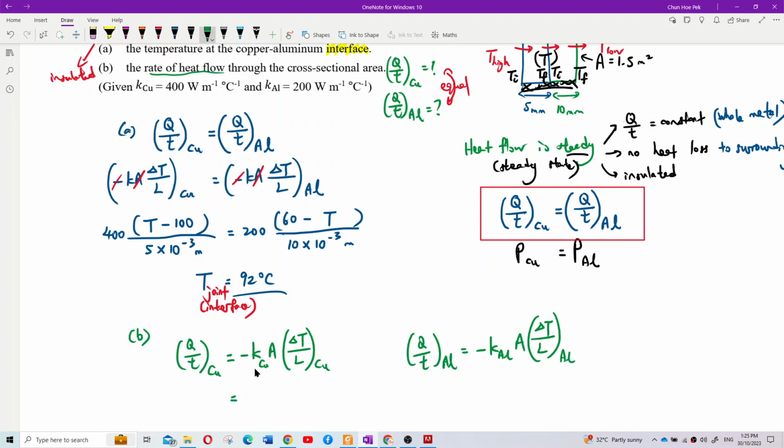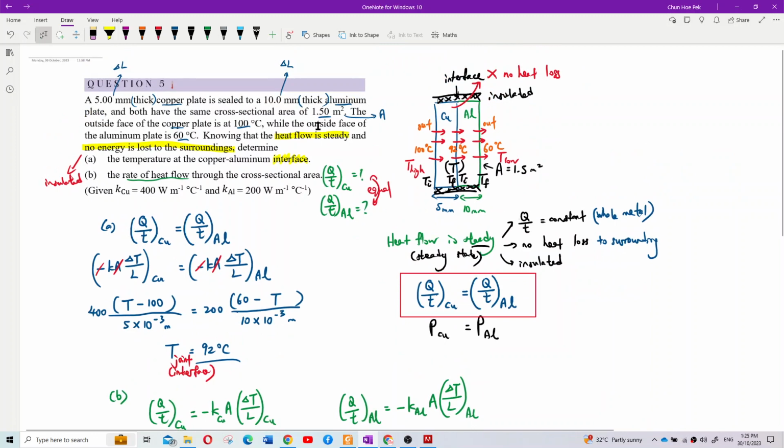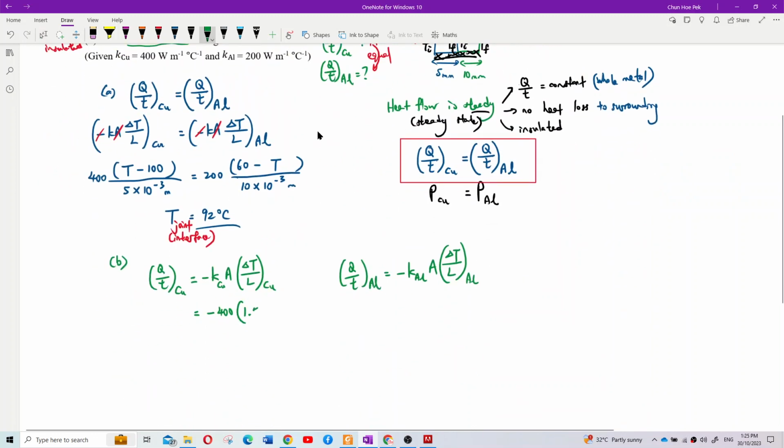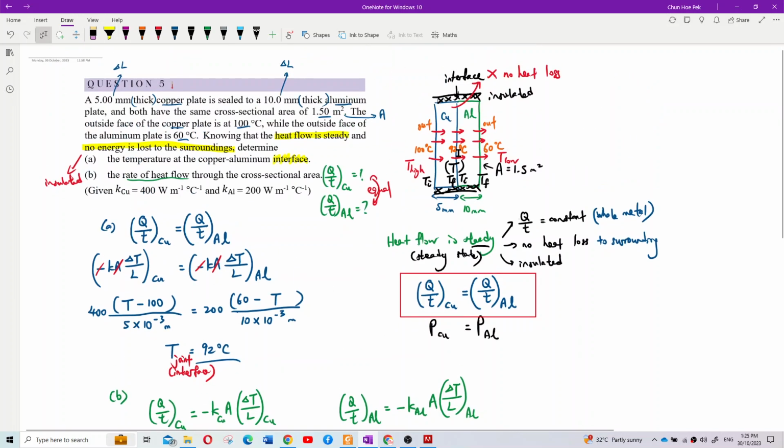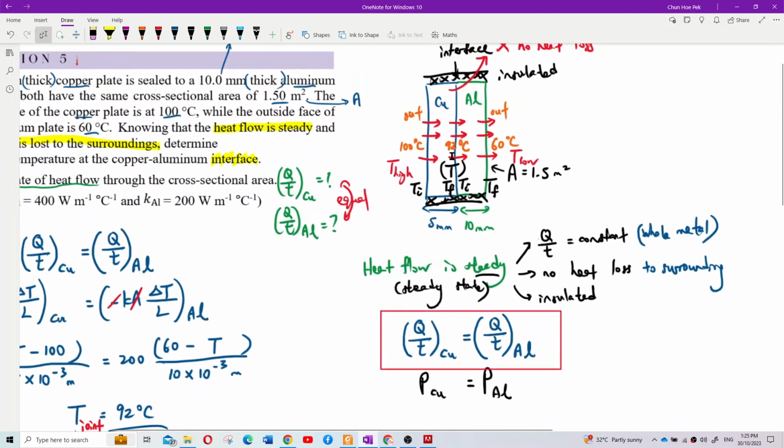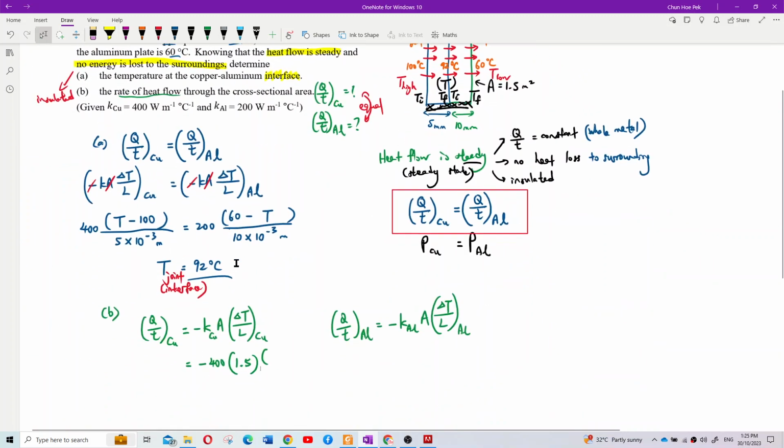Okay, class, let's find out. K for copper is 400. And what is your A, your area? Area is 1.5. And then delta T for copper is 92 minus 100. Understand? Final minus initial. Just now you got 92, right? So 92 minus 100. And what is the delta L? 5 millimeter, that is 5 times 10 exponent negative 3. So what answer do you get, class?